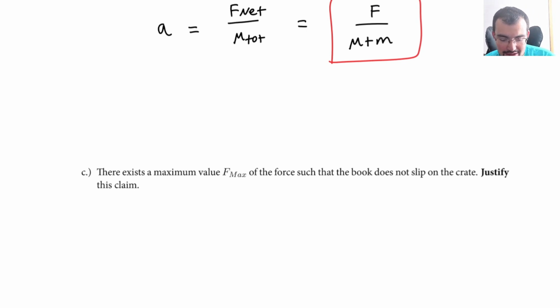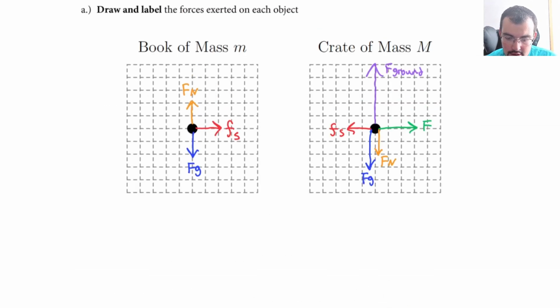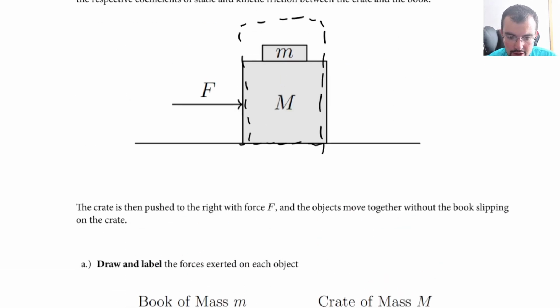There exists a maximum value of the pushing force such that the book does not slip. Justify this. So why is it that if we push too hard, the book will begin slipping on the crate? Well, anytime we're thinking about maximum values and friction, we should be thinking of the fact that Fs max equals mu s times normal force.